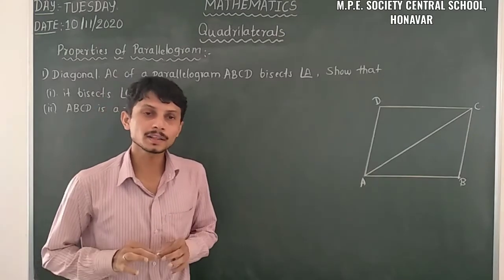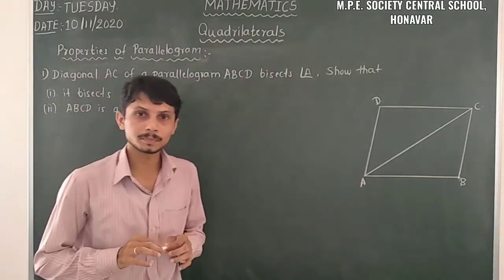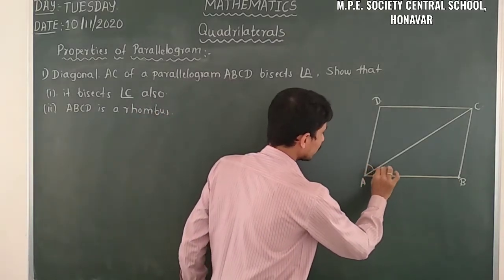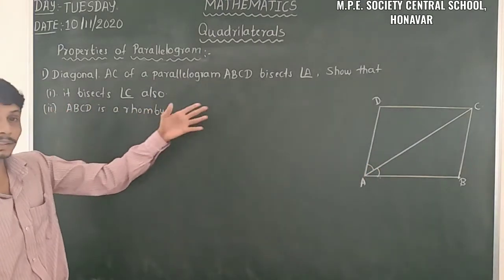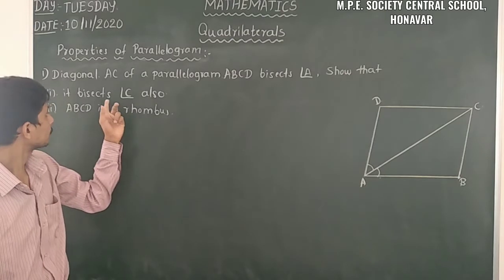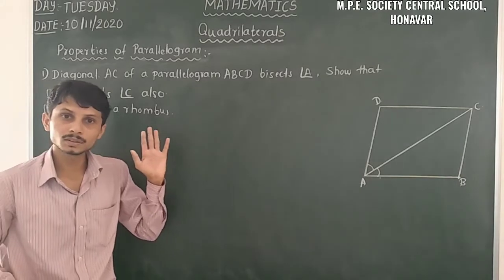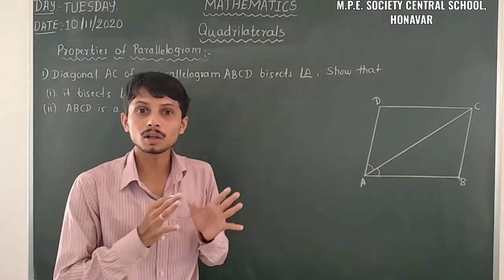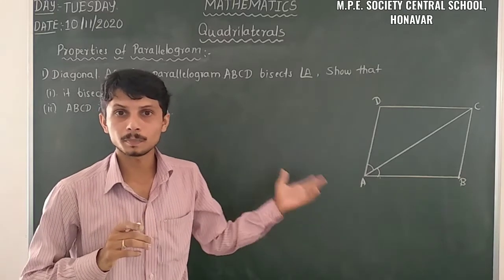The first problem of this part: diagonal AC of a parallelogram ABCD bisects angle A. That means the diagonal bisects this angle into two equal parts; this angle and this angle are equal. It is given. Then we have to show that it bisects angle C also, and that ABCD is a rhombus. To prove that, we have to prove all the sides are equal. For that we have to know all the properties very well, otherwise we can't solve this type of problem.